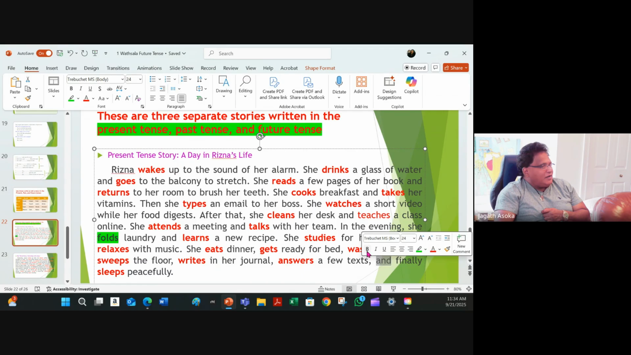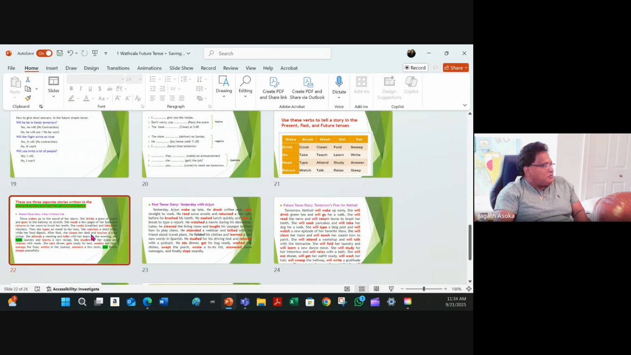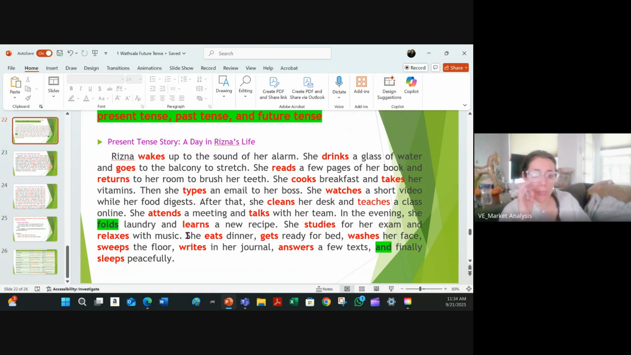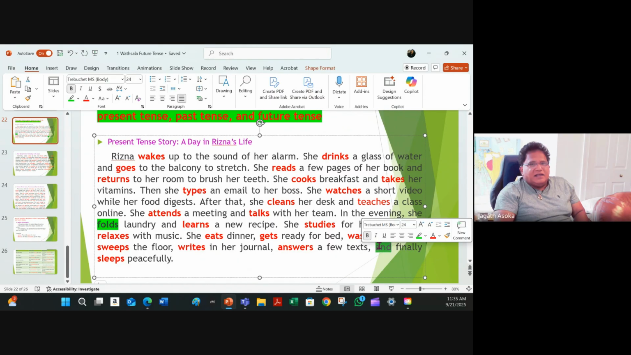Okay, let me ask a question. Remember last week we used the FANBOYS rule? Look at this sentence. There are multiple things. She eats dinner, gets ready for bed, washes her face, sweeps the floor, writes in her journal, answers a few texts, and we had to put "and." See that? Because that's the final thing. Okay. All right. Wathsala, keep going.